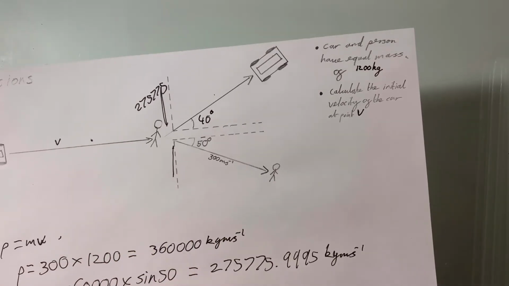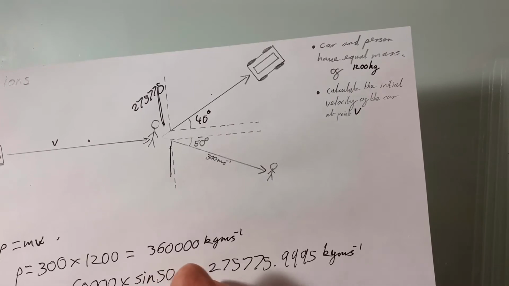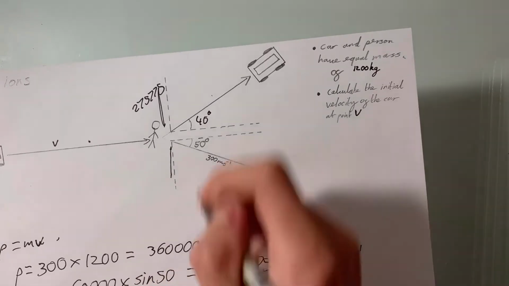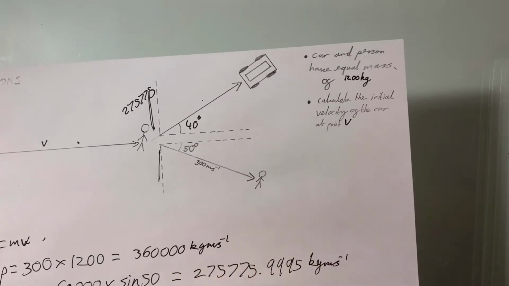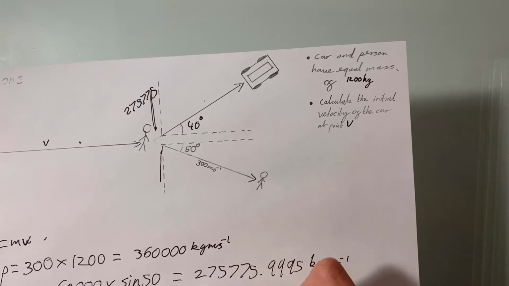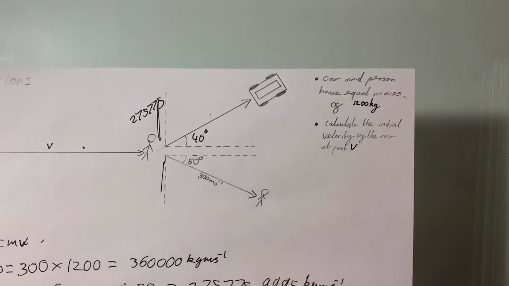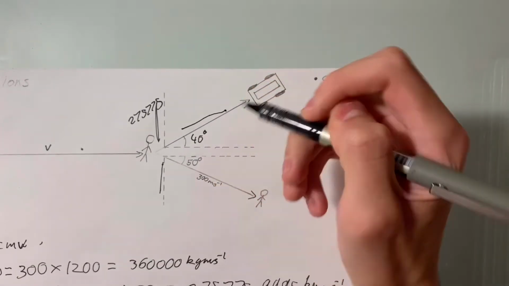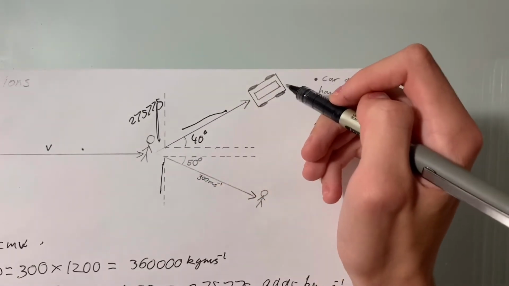So now what we can do is 275,775.9995 divided by sine 40, which is this angle here, of course, which equals 429,031.2933. That is this line here. This is the momentum of the car after the collision.